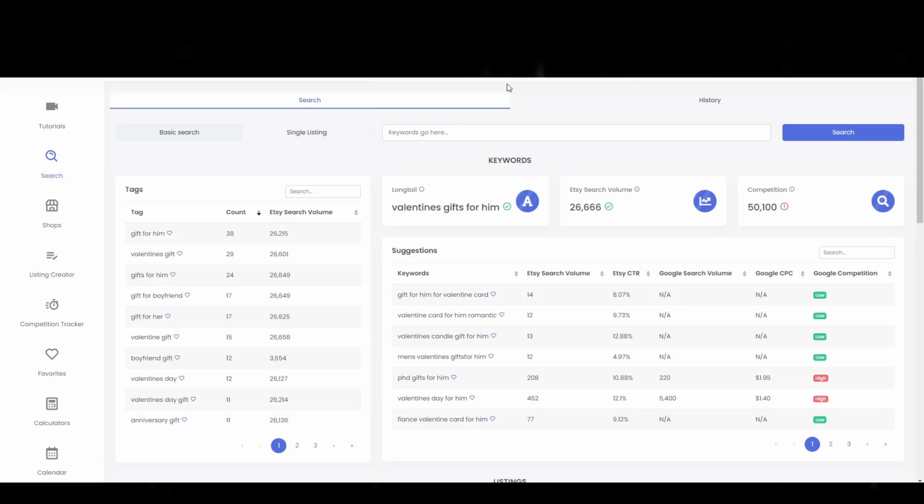In today's video, we're going to be breaking down the search module here on Sales Samurai so we can get a full understanding of its capabilities, its use cases, and how it actually could benefit you. So let's go ahead and begin.